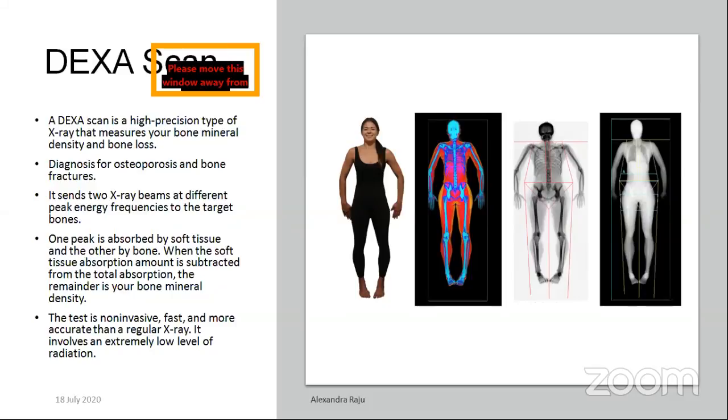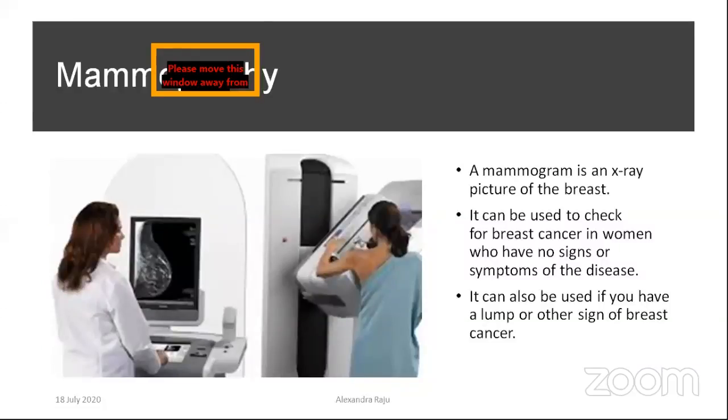Next is a mammogram. A mammogram is an X-ray technique used to scan the breast, to check whether there are any lumps or any signs of cancer, especially in women. Mammogram uses X-ray. We can see that in the picture. It's an X-ray image of the breast.